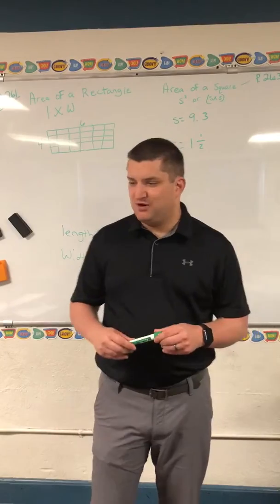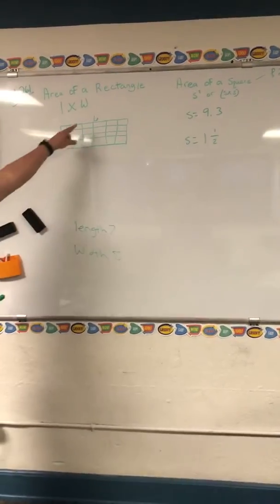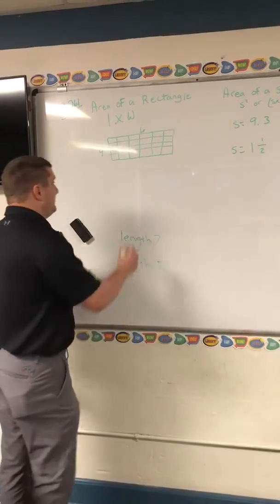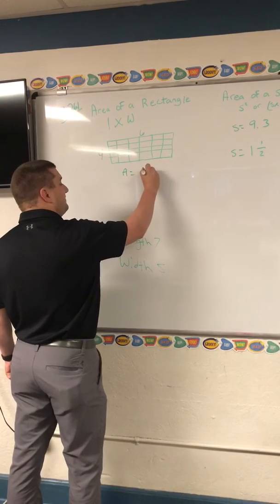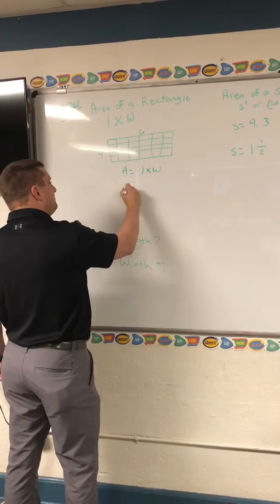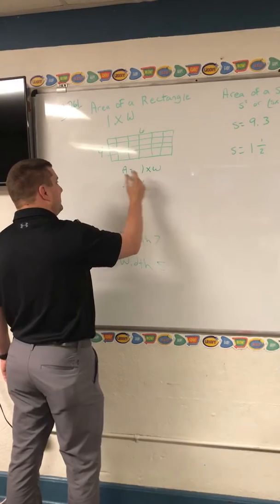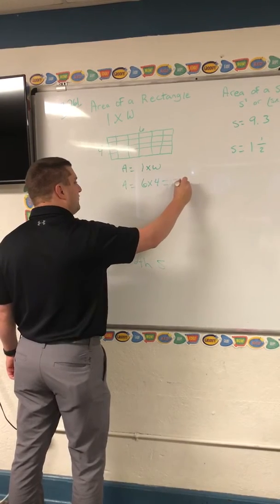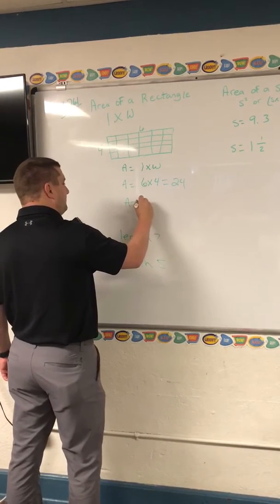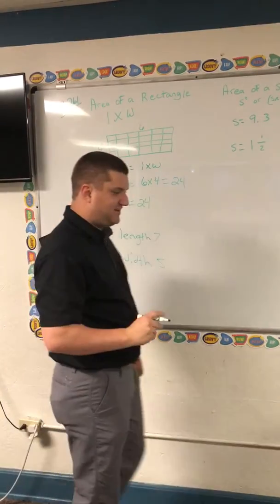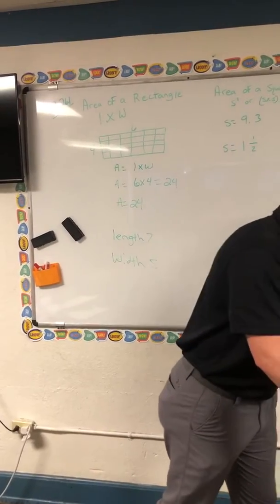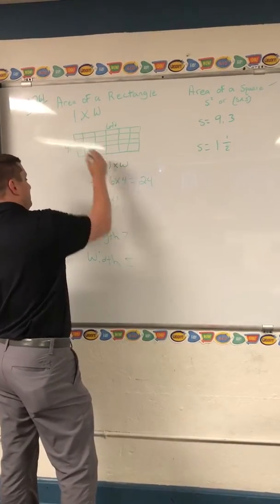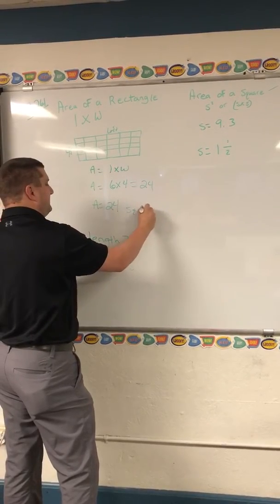The first problem here we have is a length of 6 and a width of 4. All you do to find the area of a rectangle is say A equals length times width, and now you just plug in the numbers. We have the length of 6 and a width of 4. So you say 6 times 4 equals 24. So the area equals 24 square, so this would be 6 feet, let's say, and 4 feet. This would be 24 square feet.